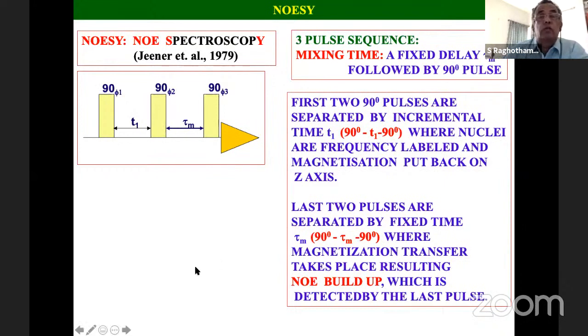Let us move on to the other important parameter, the NOESY spectrum. NOESY gives you NOE connectivity. So far, in the COSY, they are all J correlated.